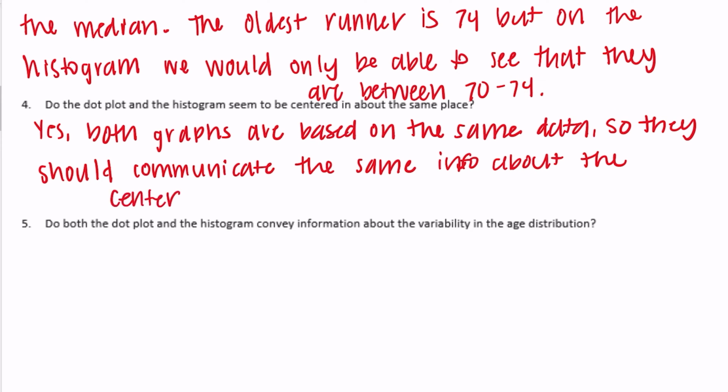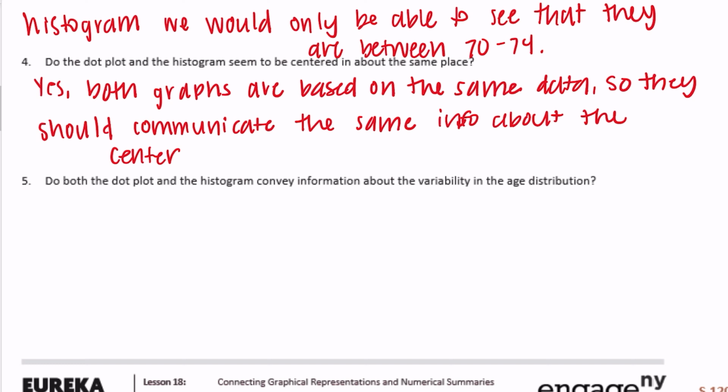Number 5, do both the dot plot and the histogram convey information about the variability in the age distribution? So kind of the same thing. They should communicate the same information. So back to what we said about number 4.